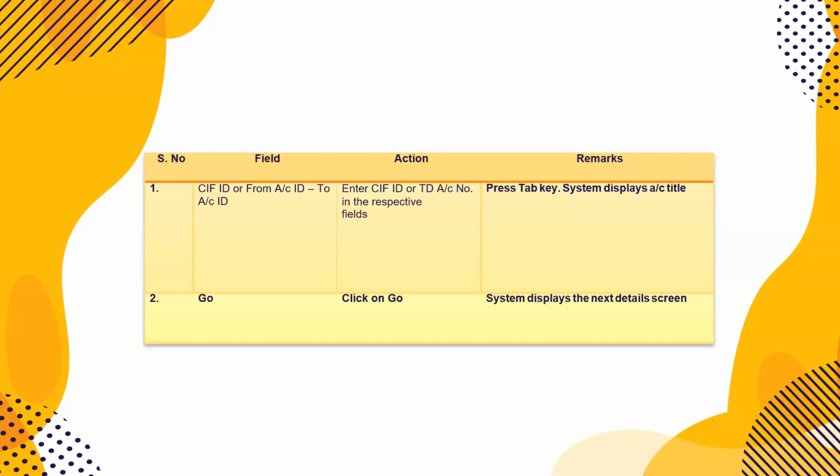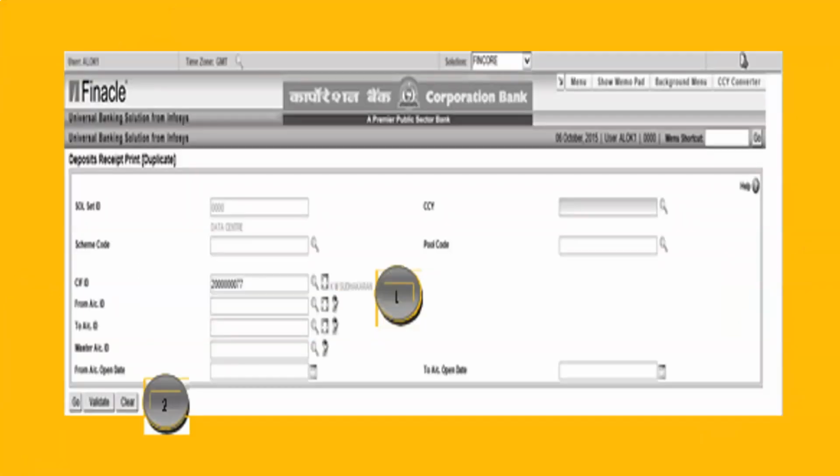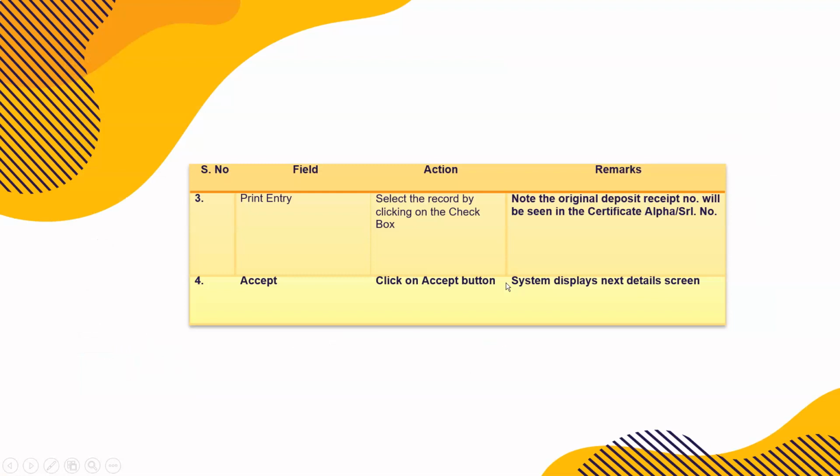So all FDRs in a day can be printed at the end of the day also, or at whatever time the employee or the officer feels is right to print those FDRs, right? Click on go here. The same field appears here, right? You can see here the KIF ID we have entered here, and click on go here. You don't have to enter anything else here, right?